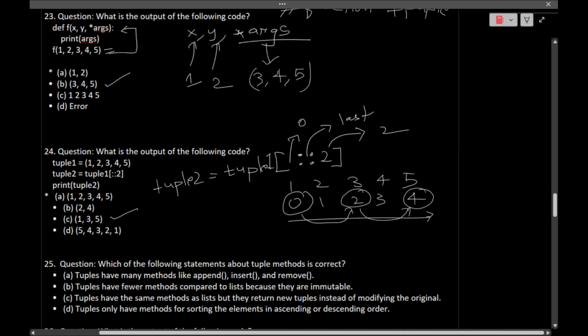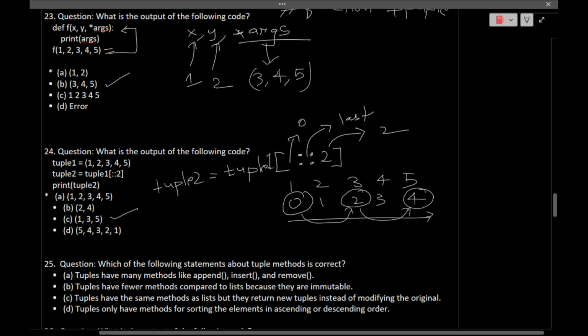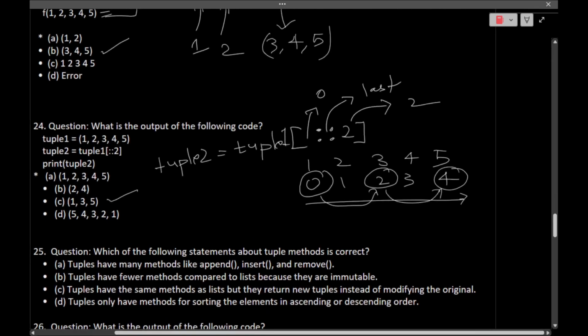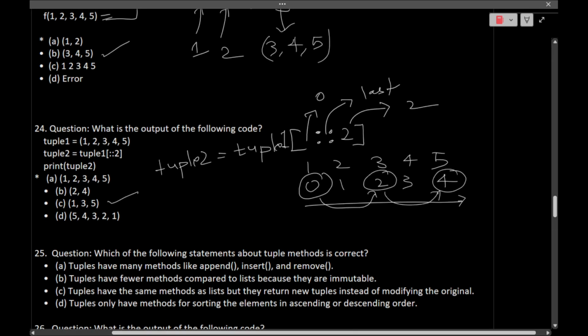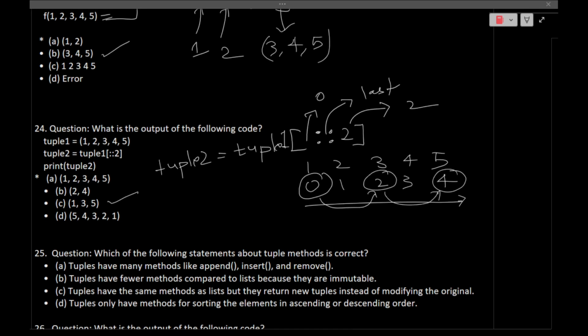Now number 25, which of the following statements about tuple methods is correct? Just go through this number 25. It's a very good question. Tuples have many methods like append, insert and remove. Tuples have fewer methods compared to list. Tuples have the same methods as list, but they return a new tuple instead of modifying the original. Tuples only have methods for sorting the elements in ascending or descending order. Just try to figure out which answer you find is the correct one.